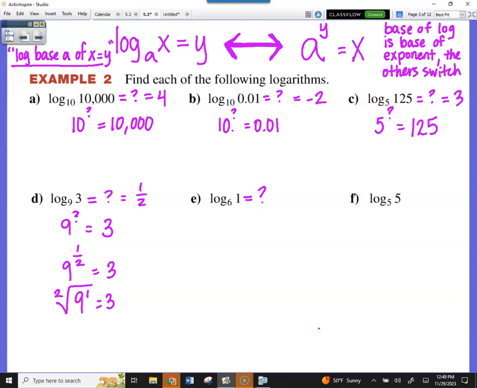So I hope you tried this. 6 to what power gives me 1? We talked about it yesterday. Anything to the 0 power is 1, right? I'm going to write it right here so you can see it. 6 to the 0 power is 1. All right, do the last one.